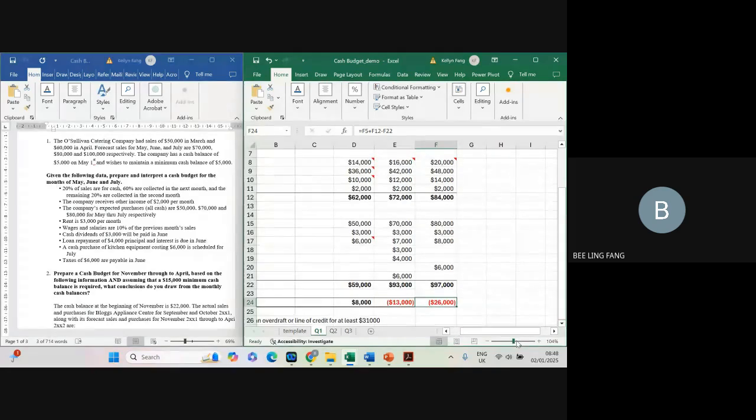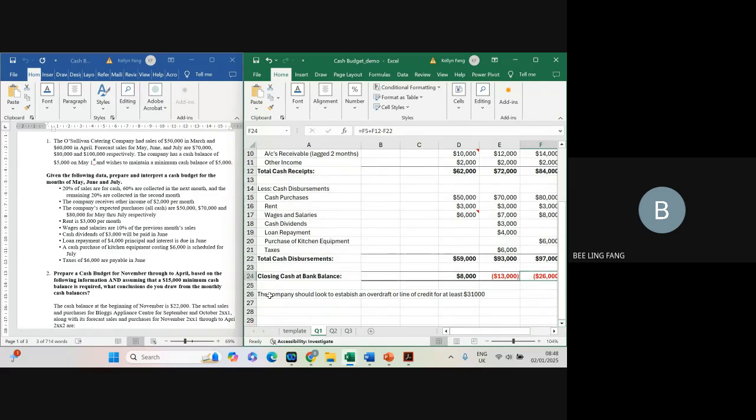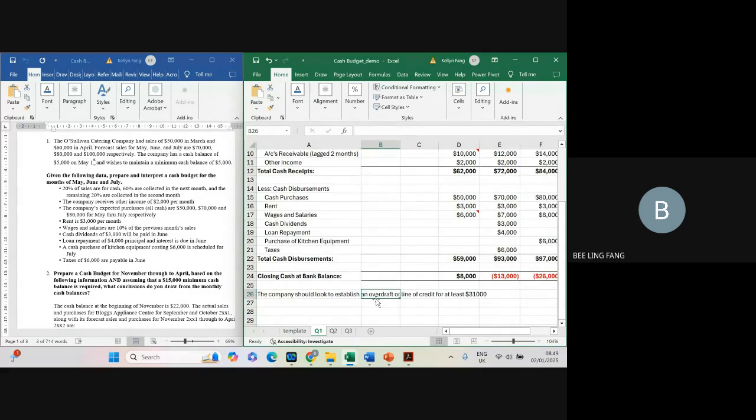So in this case, you can see got the negative, right? Then you can suggest, okay, the company should look to establish an overdraft or line of credit for at least 31,000. Because why 31,000? Because it says should have 5,000 balance. Right? Remember this question says maintain a minimum cash of 5,000. So you have to suggest 26 plus 5 is 31,000. Okay.